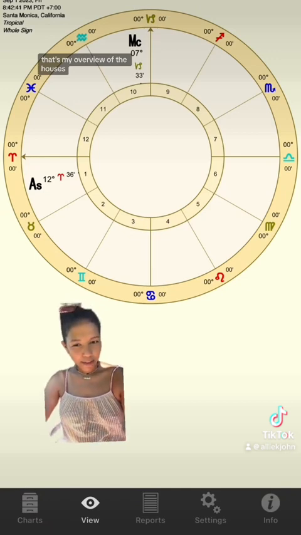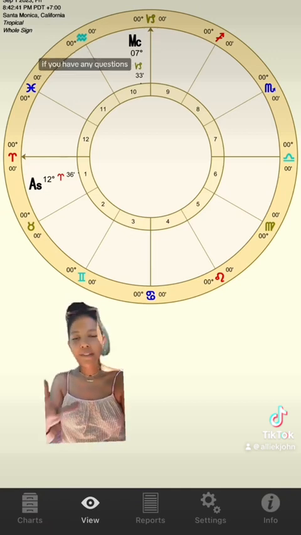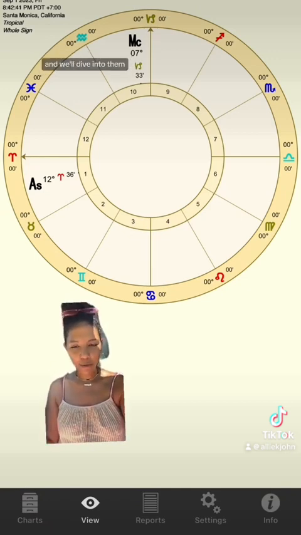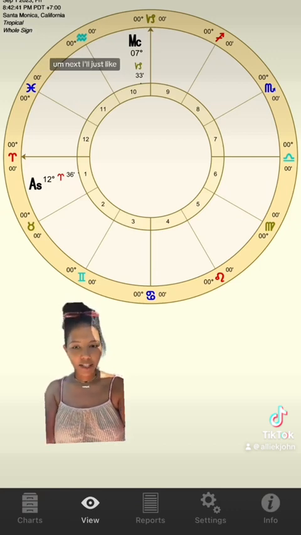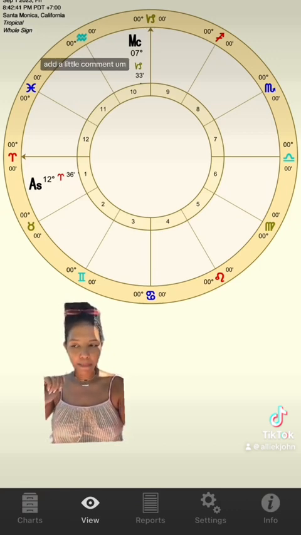That's my overview of the houses. I think I covered everything. If you have any questions though, please feel free to ask and we'll dive into them. Next, I'll just add a little comment for the 1st house and we'll start there.